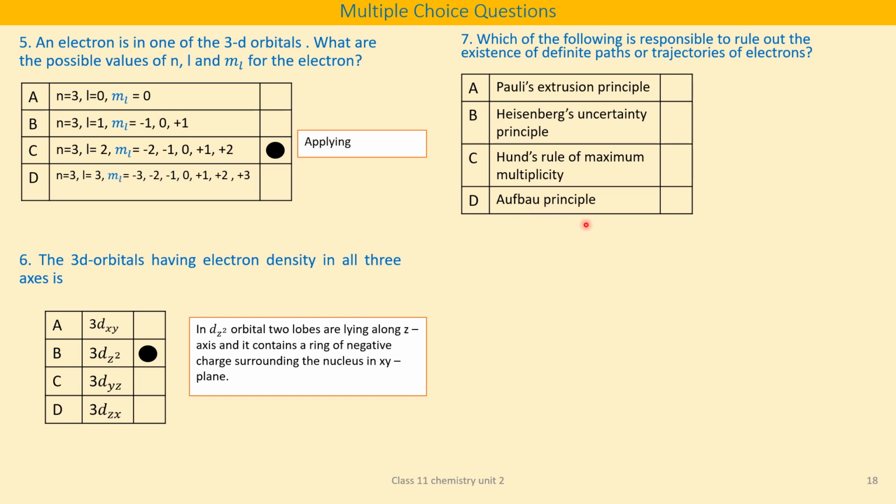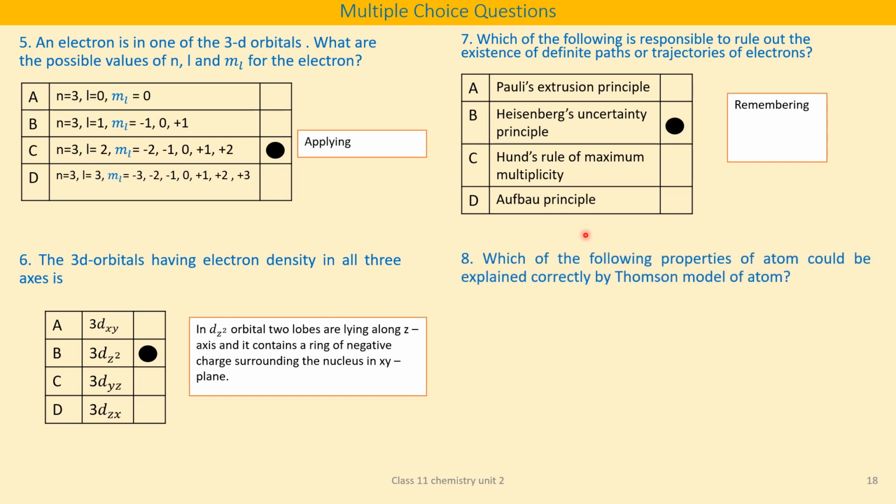Aufbau principle. Please pause the video, think it over for some time and mark your answer, and I will give the correct answer. You have to remember that Heisenberg uncertainty principle rules out the existence of definite paths or trajectories of electrons, and option B is the correct answer.